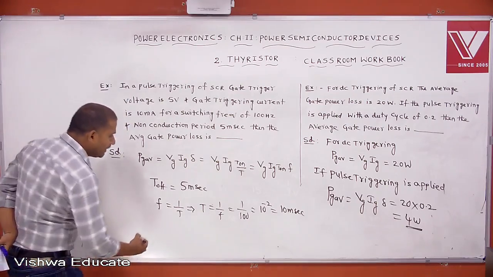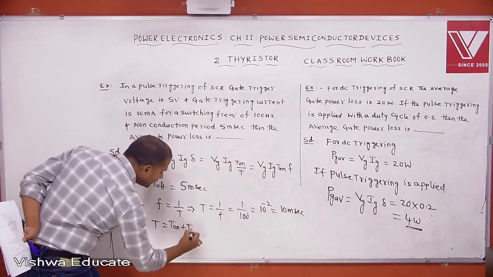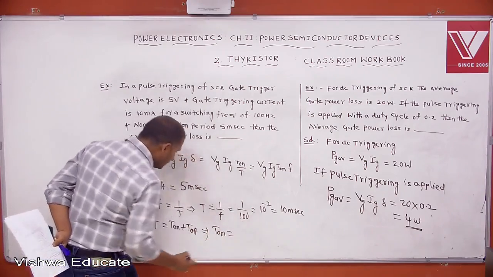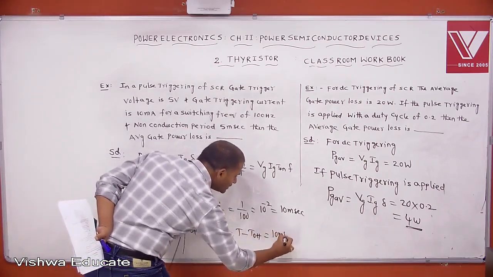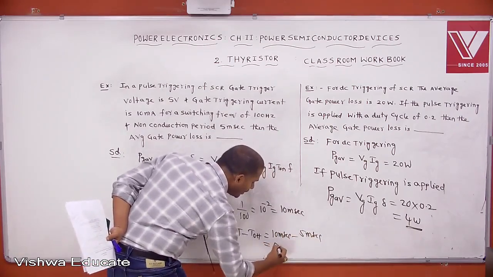Then we know that T equal to T on plus T off. From this one, what is T on? T on equal to T minus T off. T is 10 milliseconds. T off is 5 milliseconds. Then what is T on? 5 milliseconds.